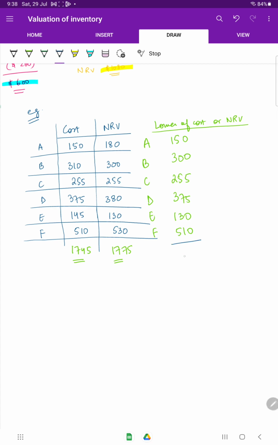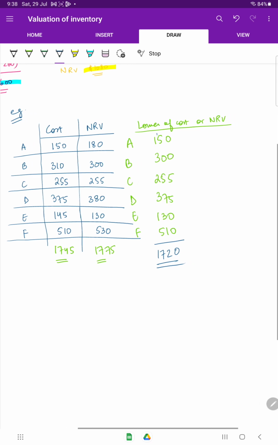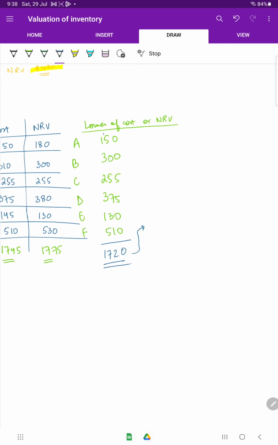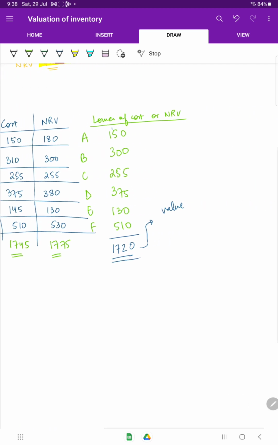What this is, 0, 11, 18, 17, 20. So my value of inventory is 1720 and not 1745.